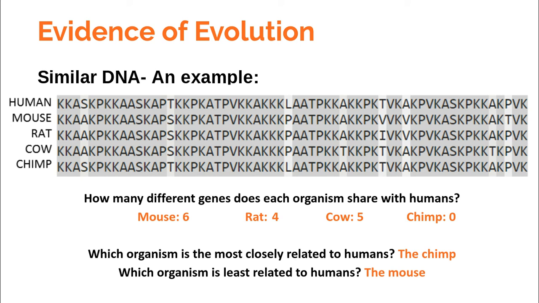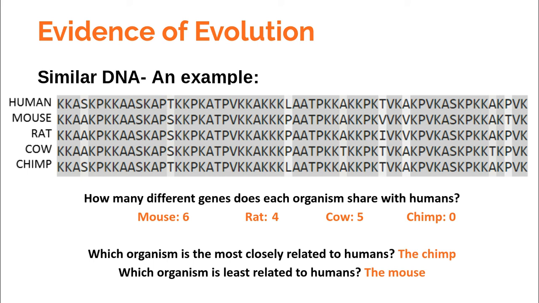I've compared what our human DNA looks like versus the mouse, and I counted 6 differences, like this one here, in the DNA between a human and a mouse. And I did that again with the rat, the cow, and the chimp. So in this snapshot of DNA between us and the mouse, we have 6 differences. Between humans and the rat, there are 4. Between humans and cows, there are 5. And between humans and chimps, there are 0.